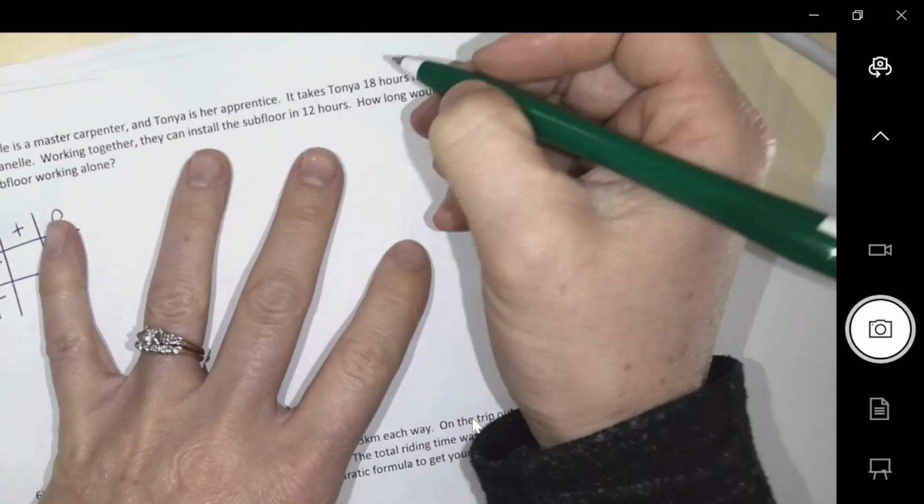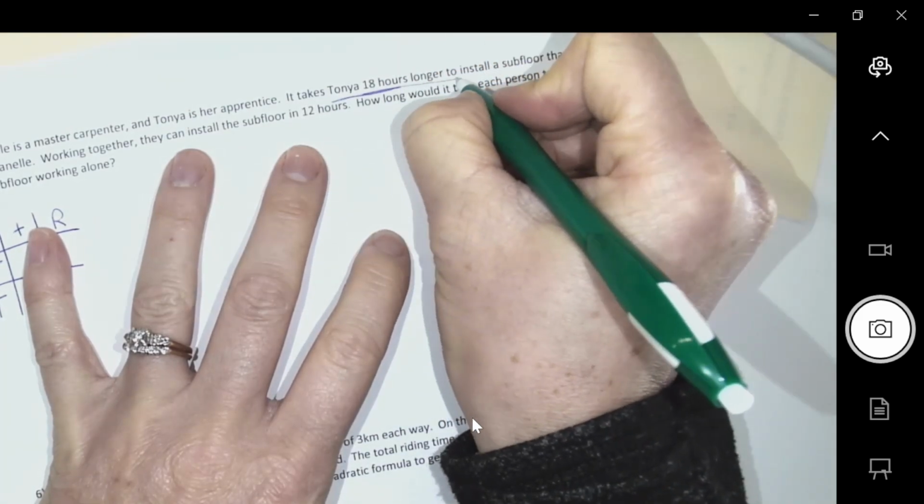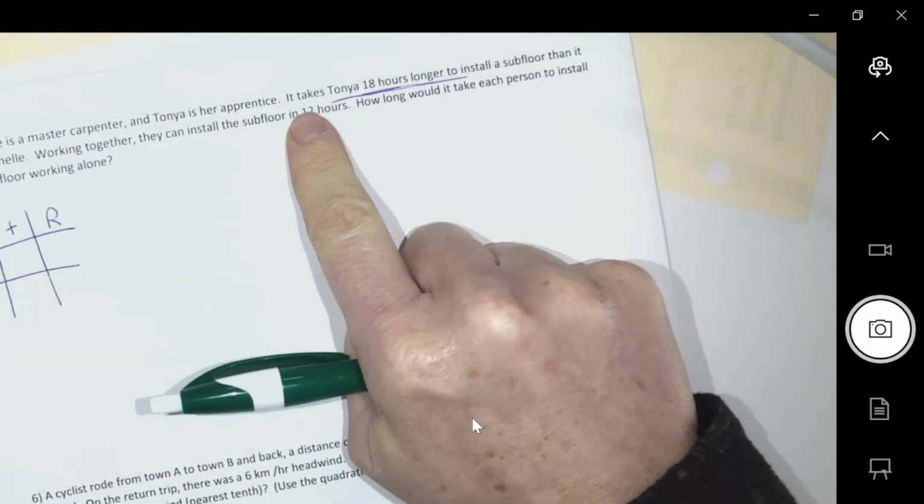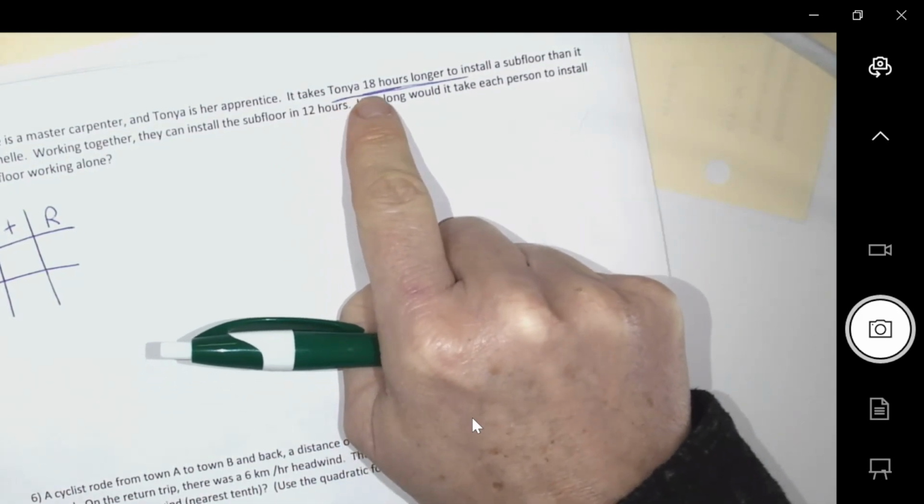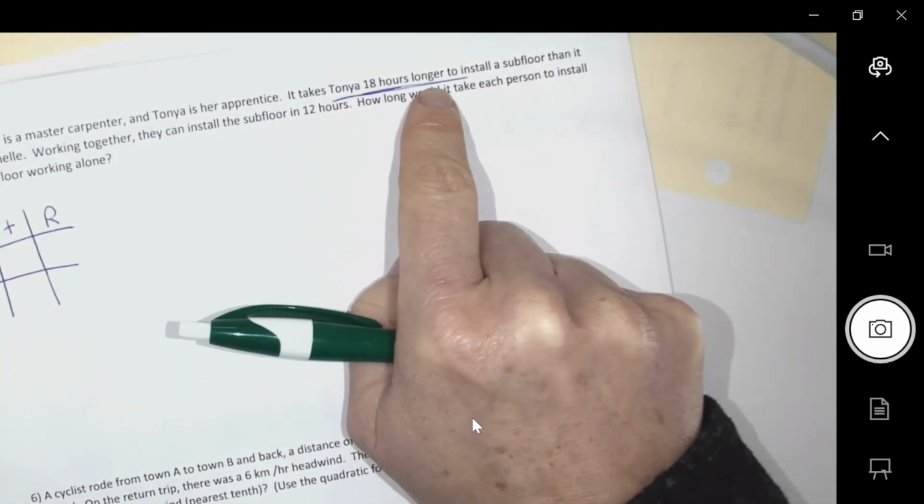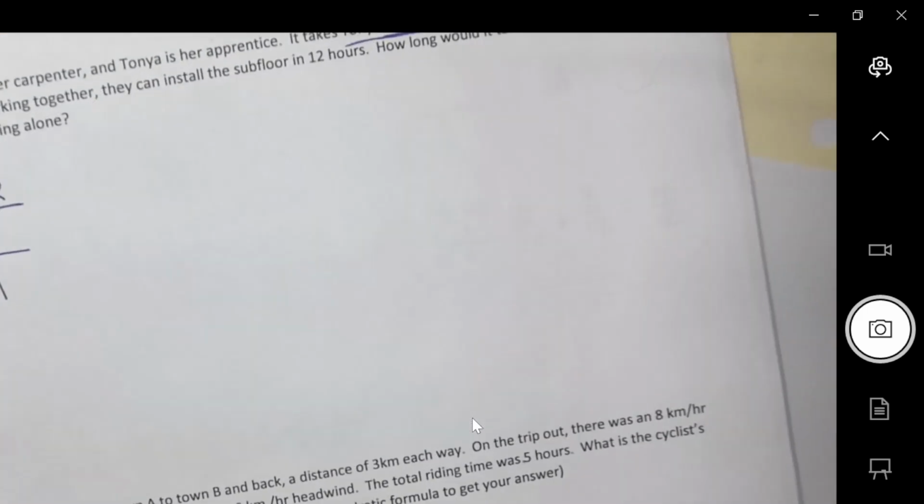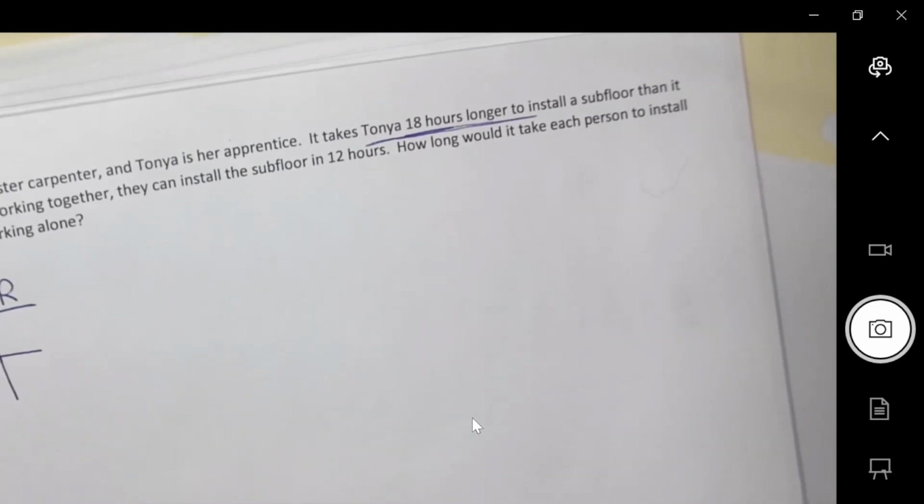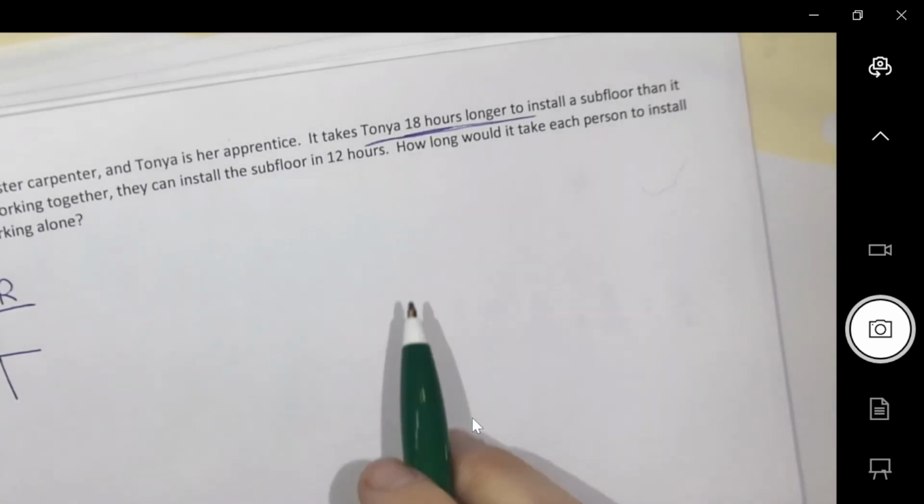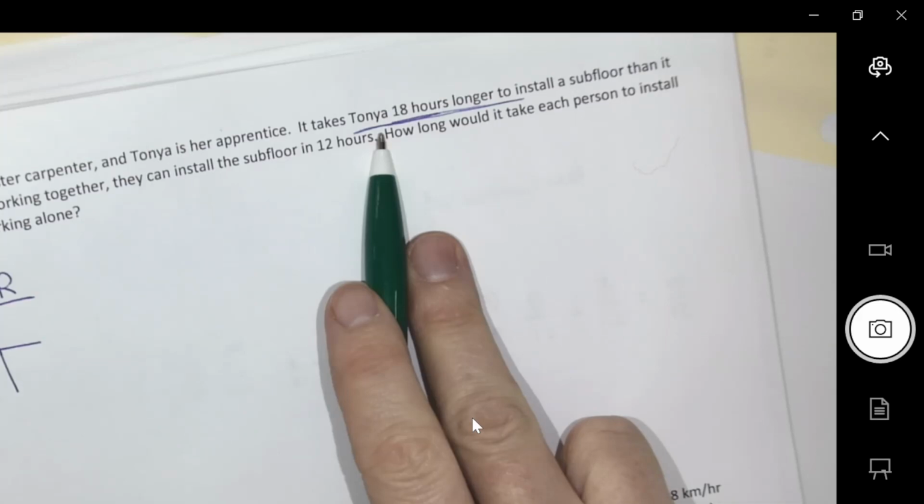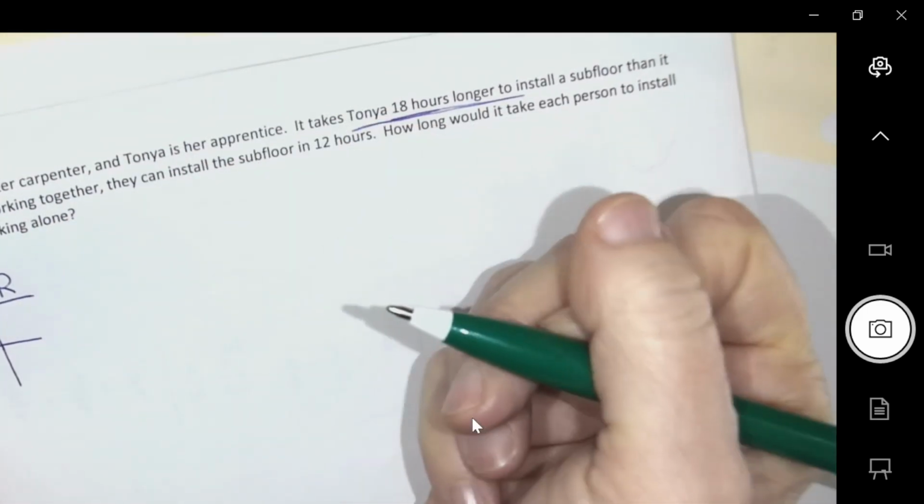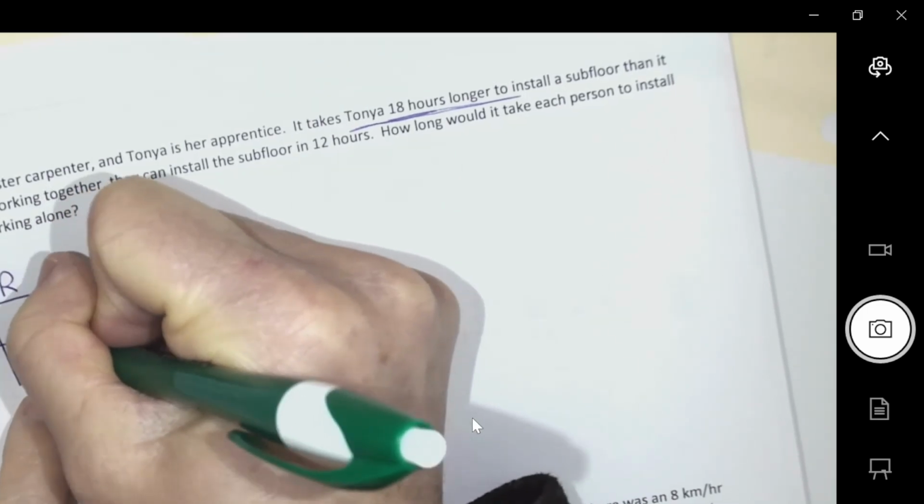Okay, the first number I see, it takes Tanya 18 hours longer than Janelle. So how can I take that sentence and write a math expression? Tanya's time. Tanya takes 18 hours longer than Janelle. That's right. J plus 18. So under Tanya's rate, J plus 18.